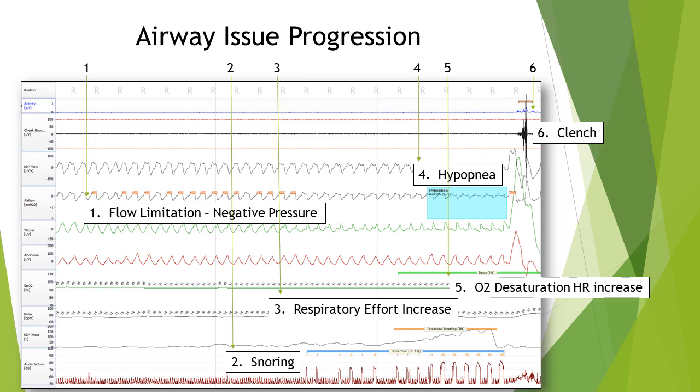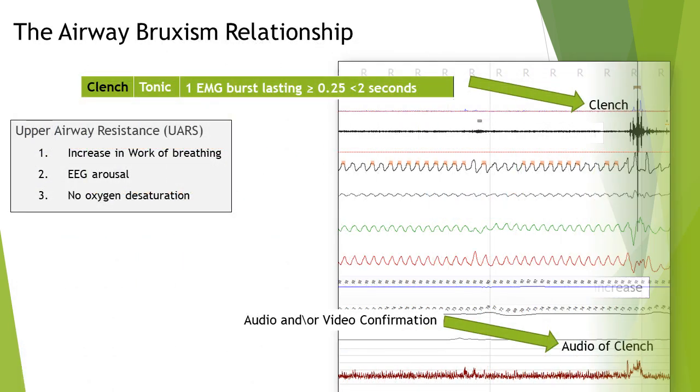And next we're going to talk about, remember I mentioned that we can get a parafunctional event at any phase of that. And here we have a series of events of flow limited breathing with no oxygen desaturation, but we do have a clench, and this clench is about a second long, so it's greater than a quarter second but less than 2 seconds.